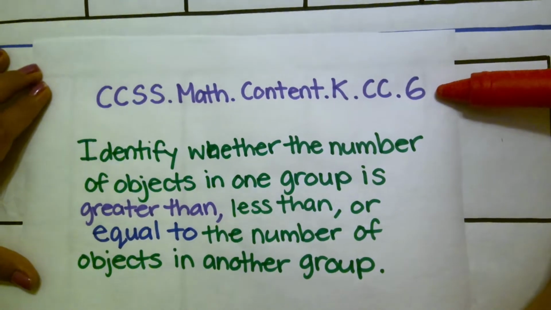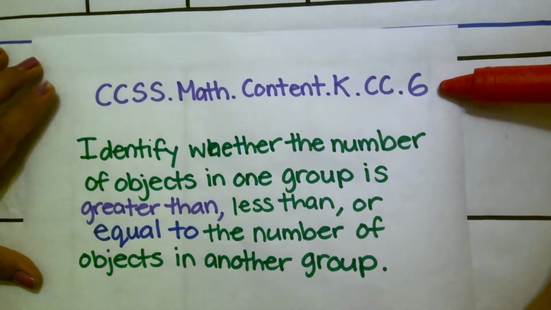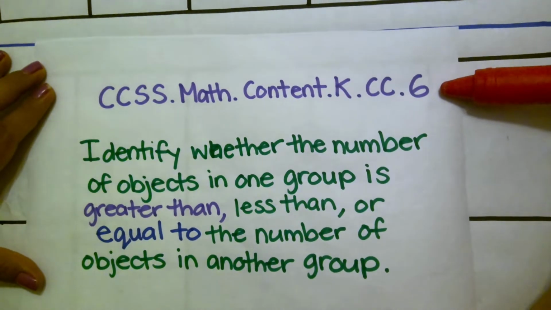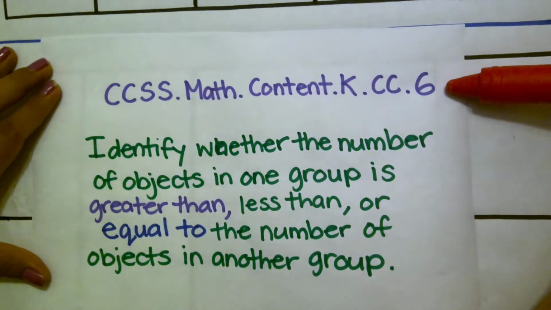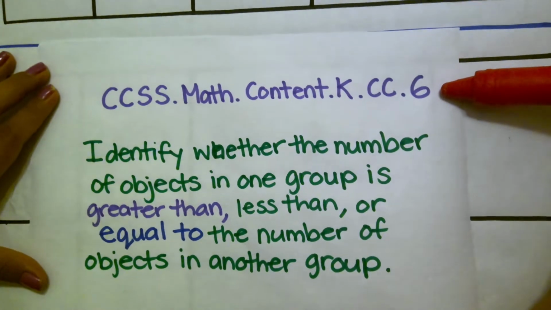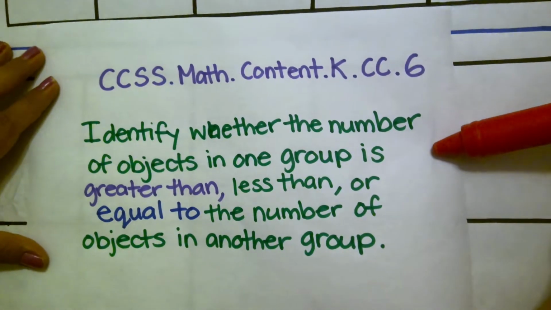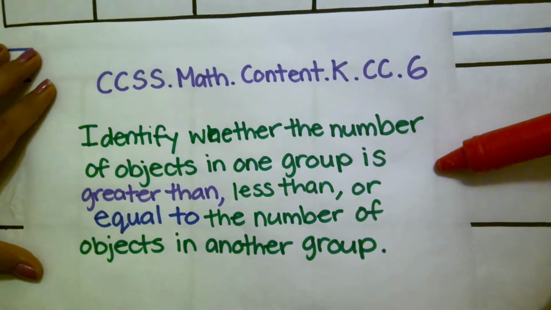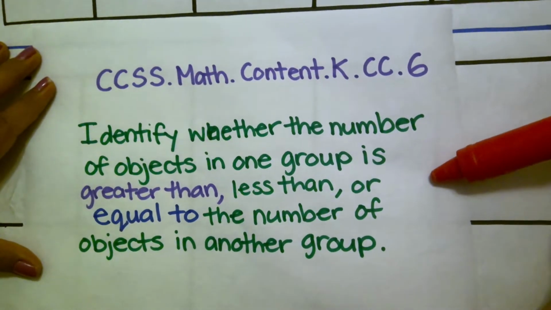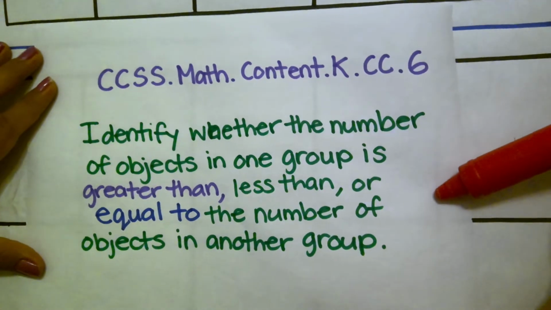The Common Core State Standard that I'm going to discuss today is for math for kindergarten, counting and cardinality, number 6. Identify whether the number of objects in one group is greater than, less than, or equal to the number of objects in another group.